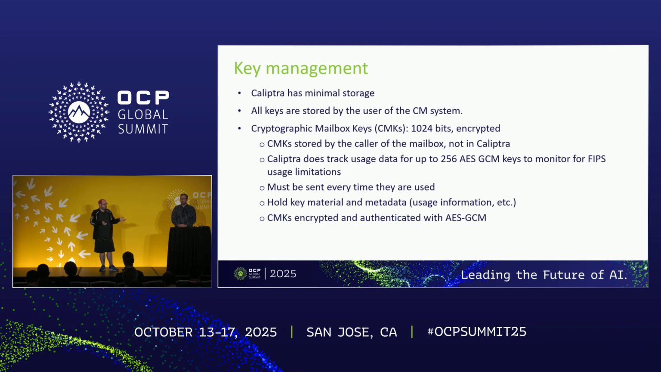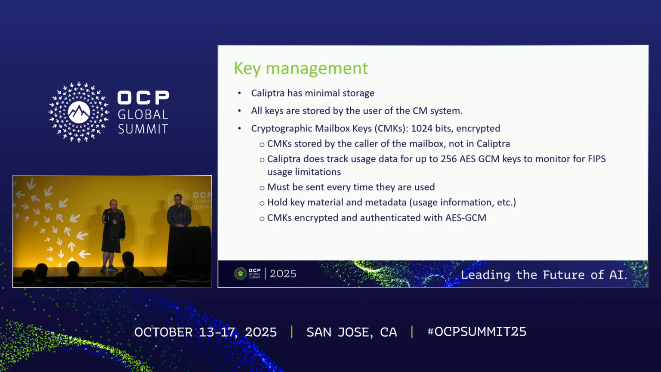There, I think we mentioned earlier, there's this 2 to the 32, 4 gigabyte-ish limit whenever you're doing anything with AES GCM, which is an annoyingly small amount of usage. And so we do try to keep track of how much each AES GCM key is used, just so that we don't hit that limit, because keeping track of that is required for FIPS. But other than that limited storage space for those usage counters, we don't store anything in Caliptra. It's all just exported to the user, who is then going to use those mailbox commands. And yeah, like I said, the CMKs have to be used every time.